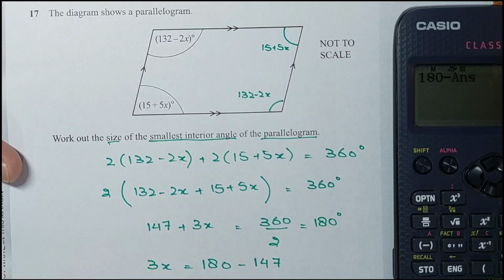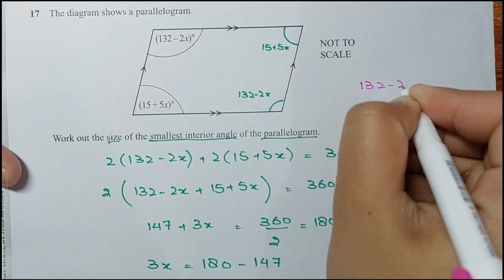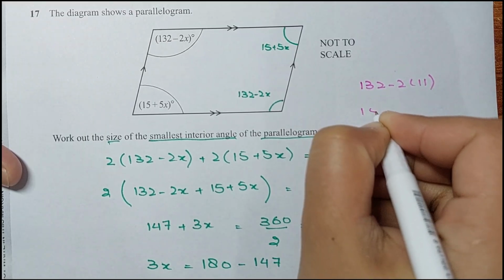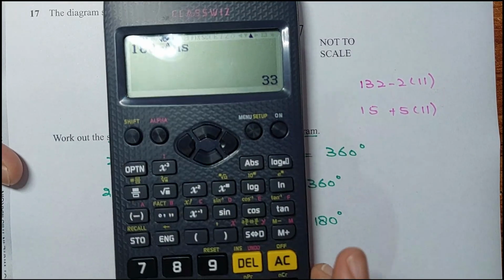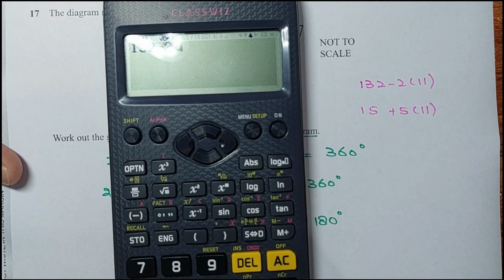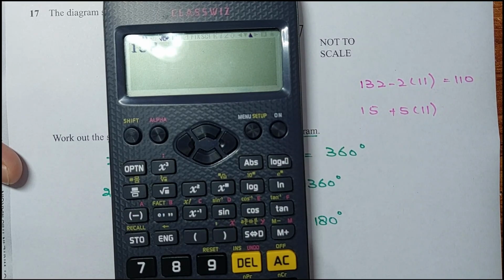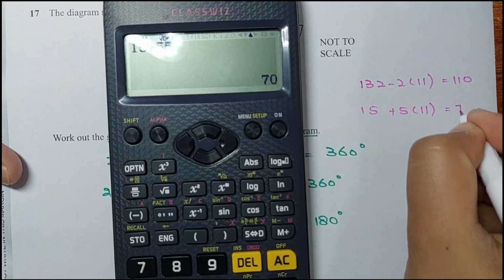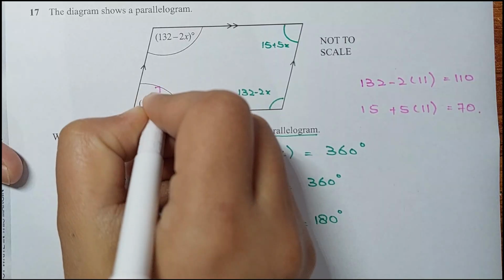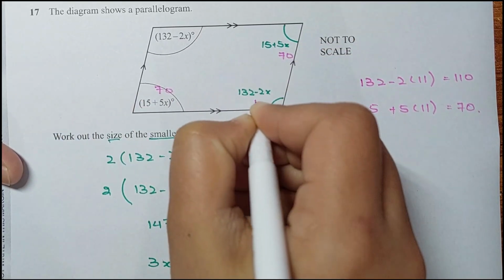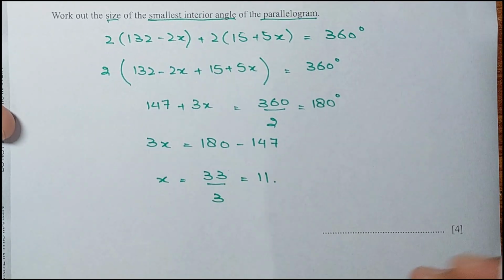Let me find which one is the smallest one by plugging into the angles. 132 minus 2 times 11, or 15 plus 5 times 11. Okay, so 132 minus 2 times 11 is 22, so this is 110. 15 plus 5 times 11 is 15 plus 55, which is 70. So which one is the smallest interior angle? This angle is 70, this angle is 70, this angle is 110, this angle is 110. So the smallest interior angle of the parallelogram is 70.